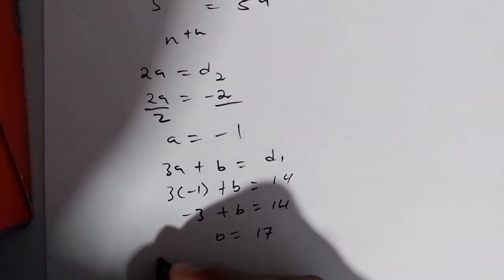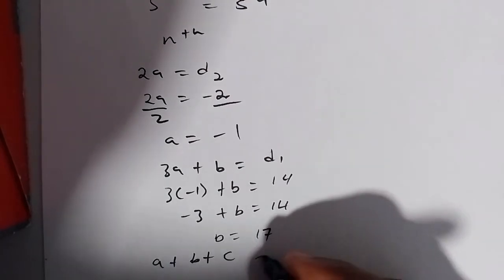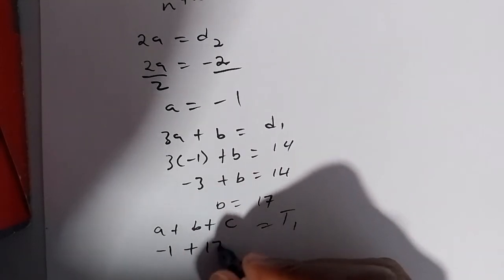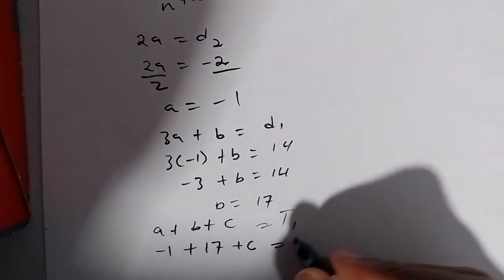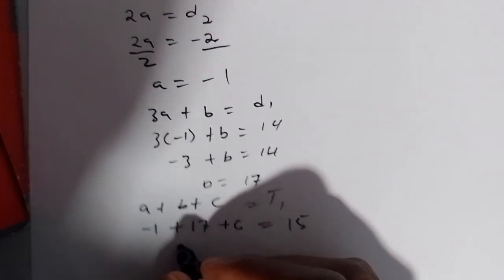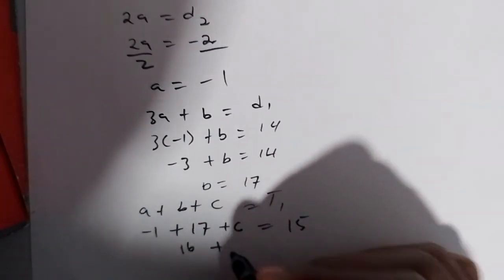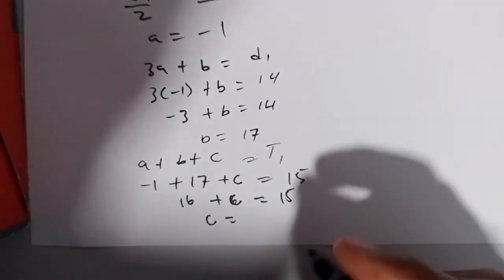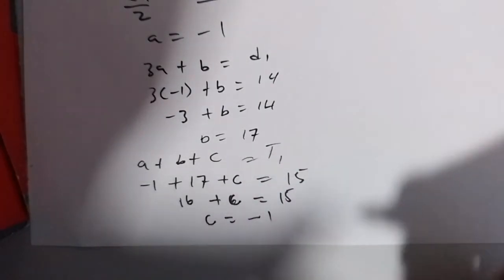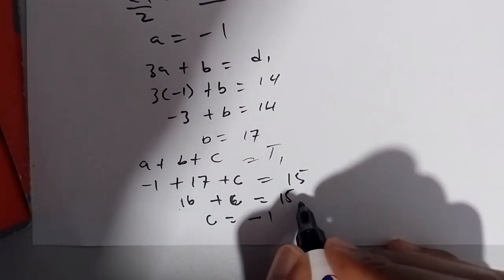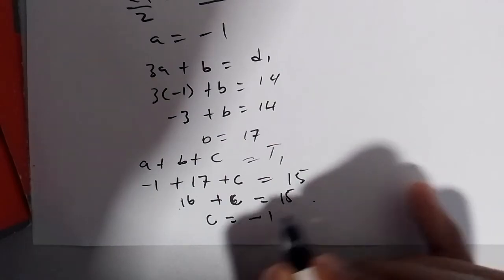Now I need a plus b plus c equals T1. What is the value of a? It's negative 1, plus the value of b, 17, plus c is equal to the first term, 15. Then take this to the other side. This gives me 16 plus c is equal to 15. Then c will give you negative 1, because if I take 16 to the other side, it's going to be 15 minus 16, which is negative 1.